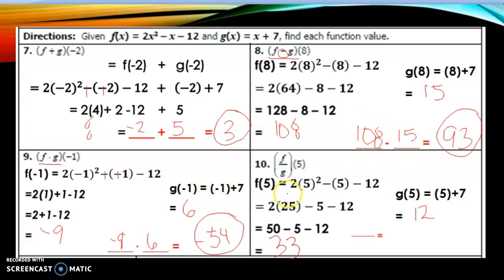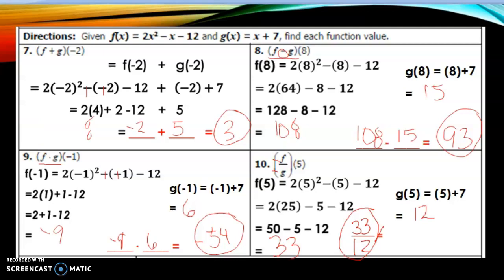So our equation, I'm looking back at the beginning. F is on top, then G. So I'm going to put F on top. So I'm going to have 33 on top of my fraction, because we're dividing, over 12. And actually, 33 divided by 12 doesn't simplify. Nothing goes into both those numbers. So that's simplified. That's done.